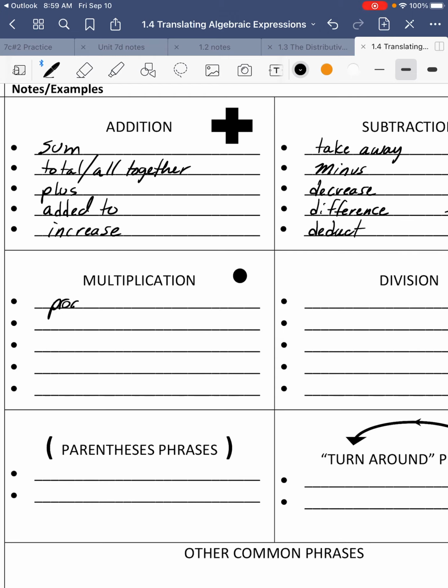We have product. Times. That's the one that's used the most. Multiplied by. Double. An example of double would be like 2 times x. Or another word for it would be twice. Going along with double, you could have triple. Triple means 3 times whatever.